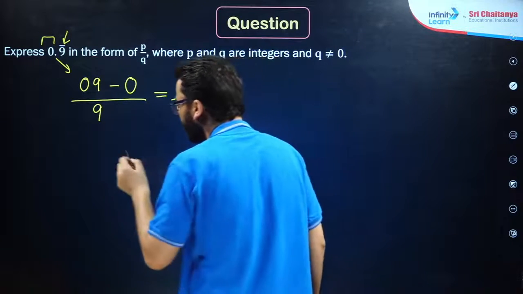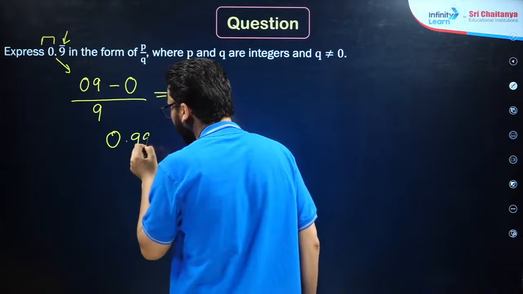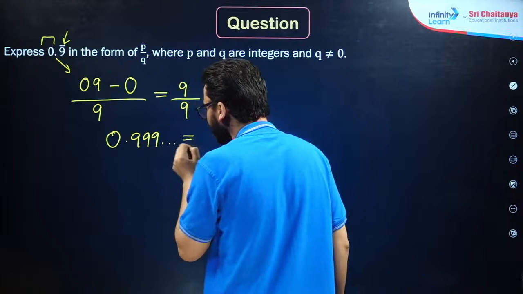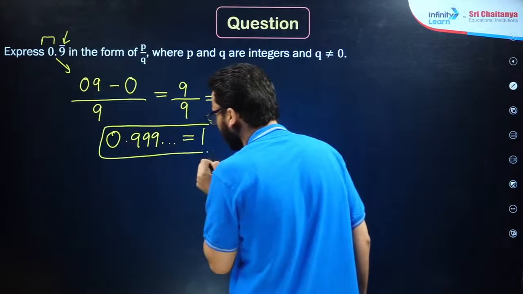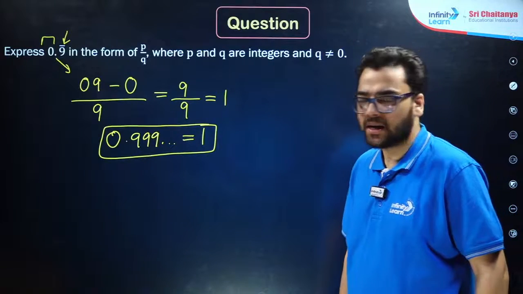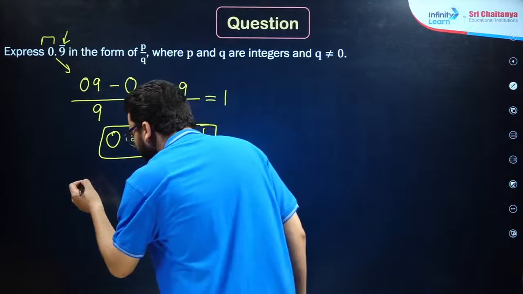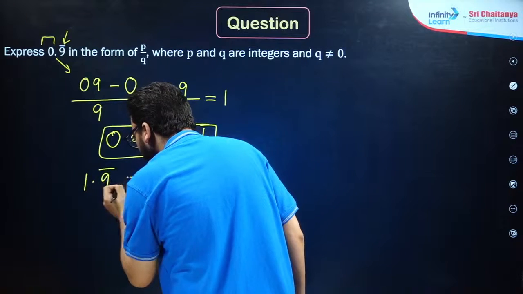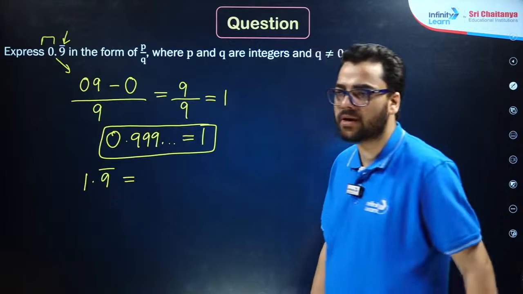So what does it mean? That if you write 0.999 up till infinity, that is nothing but equal to 1. You got that thing? That is equal to 1. In the same manner, can you find the value of 1.9 bar? Can you find the value of 1.9 bar?